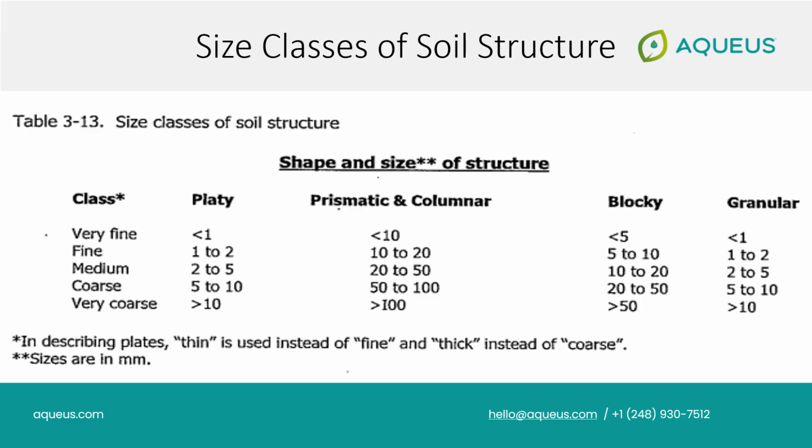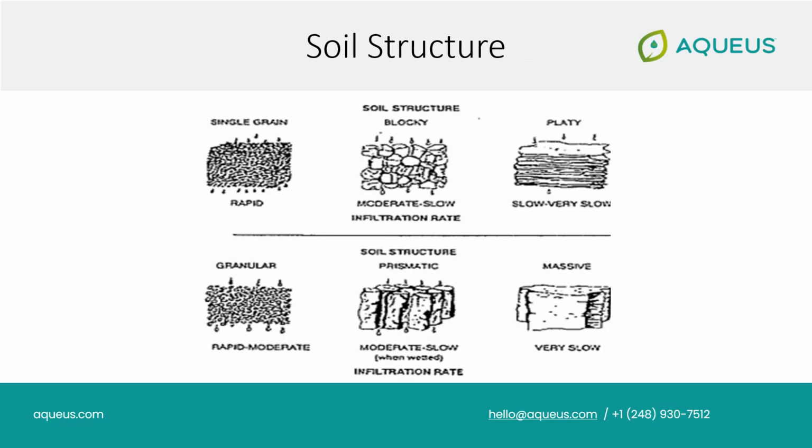But here's the general sizes for all of them. And if we look at how they're held together, we classify these aggregates, the morphology, by how they're put together. So like we talked about before, for single grain, we have sand. A blocky soil structure slows the infiltration down a bit, but also holds more water. But if we move into platey, that's where we see more compacted soils. Then the rate of water movement is very slow.